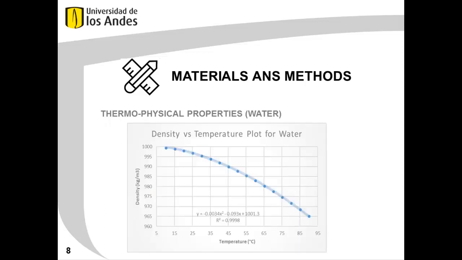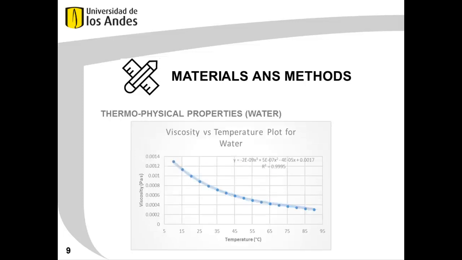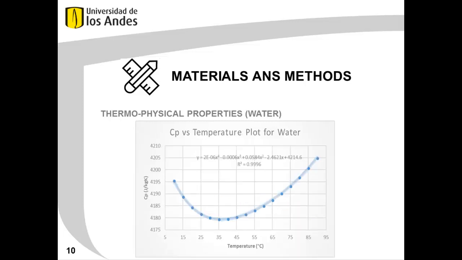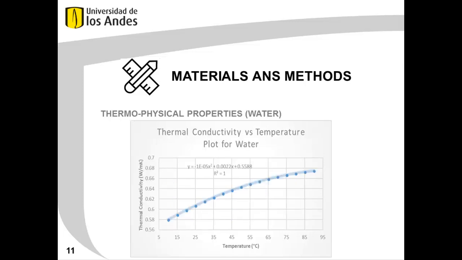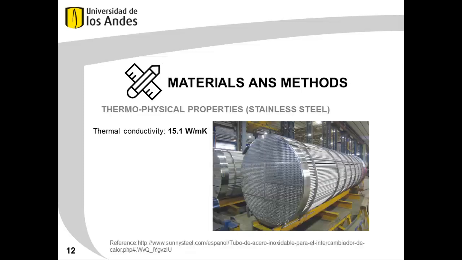Here we can see a graph where we plotted the polynomial values that we obtained for the density versus the temperature for water, viscosity, specific heat, and finally conductivity. We also have to consider the thermal conductivity and other properties for stainless steel, which we consider constant because these values are constant for this range of temperature we're going to work with.